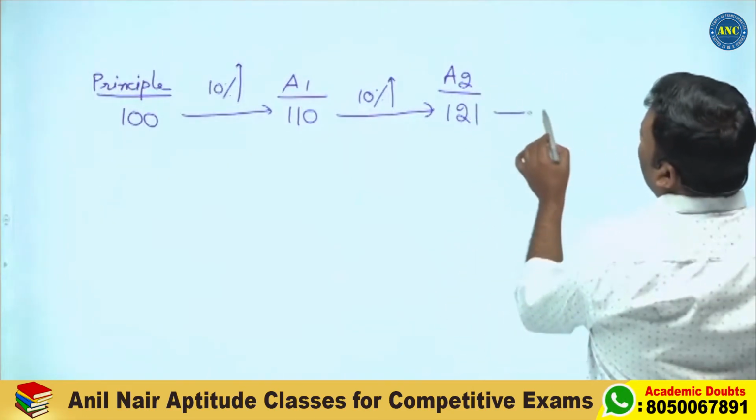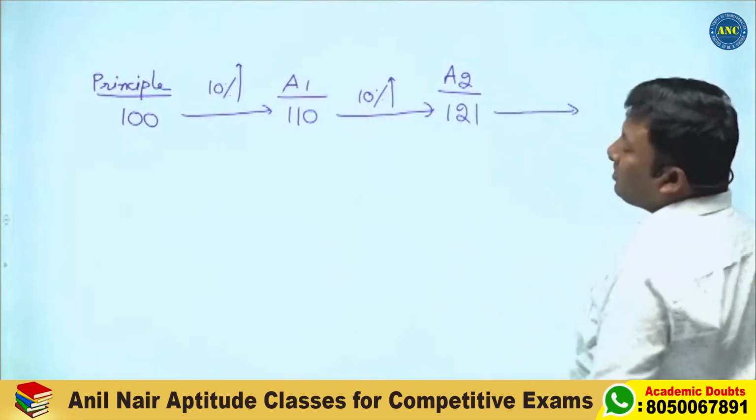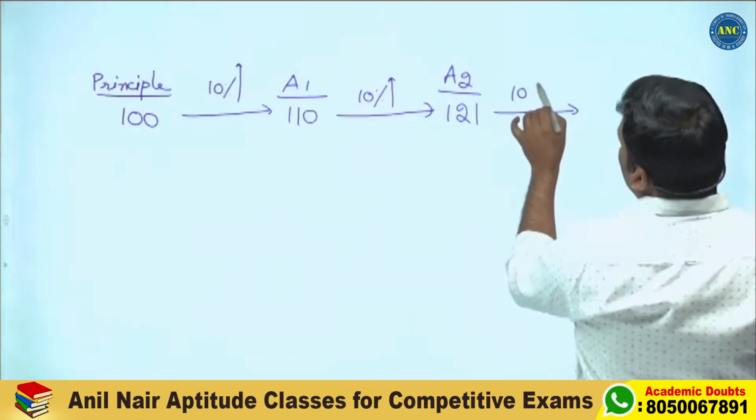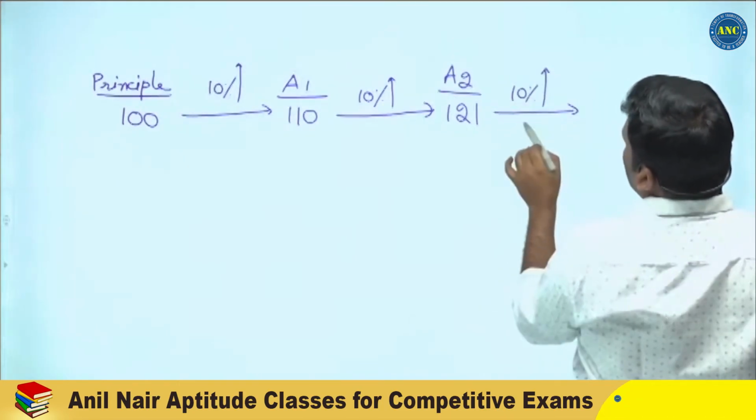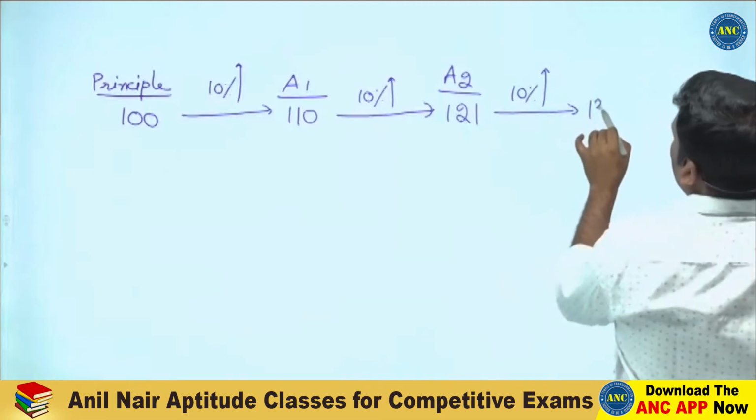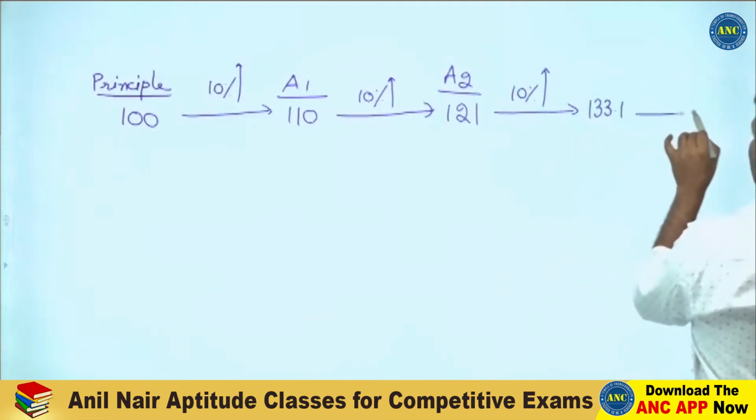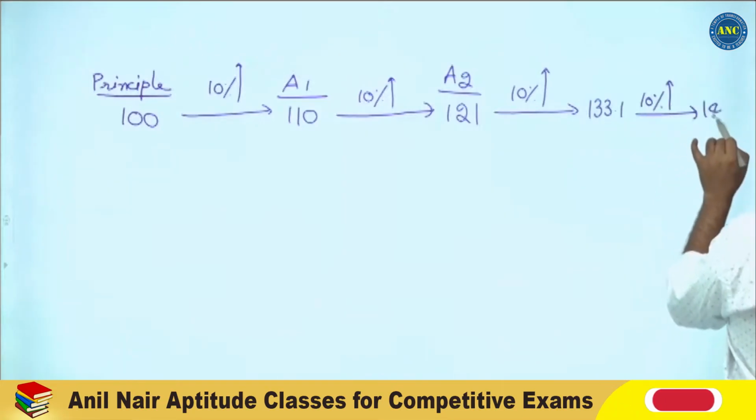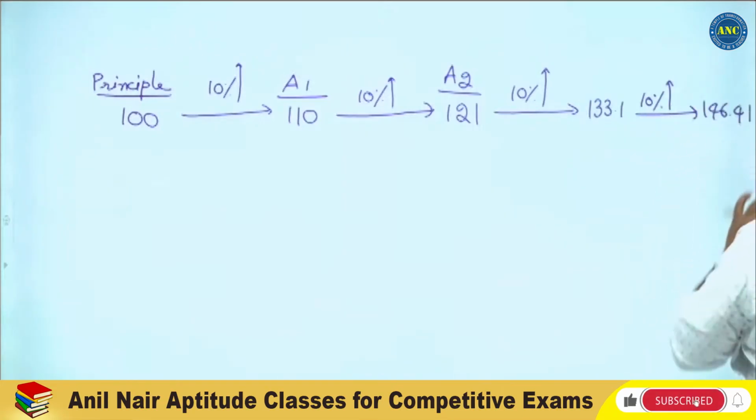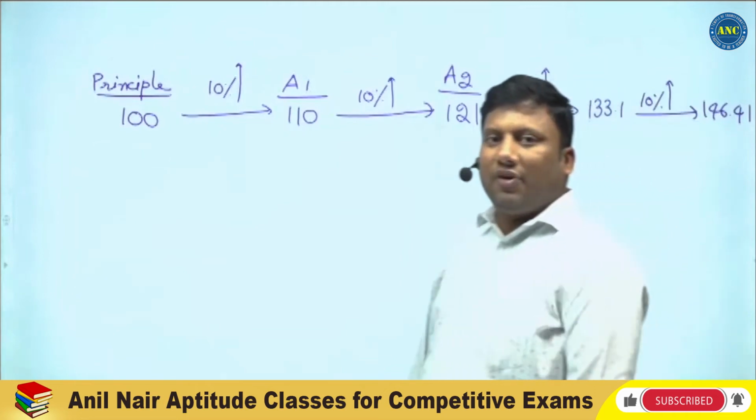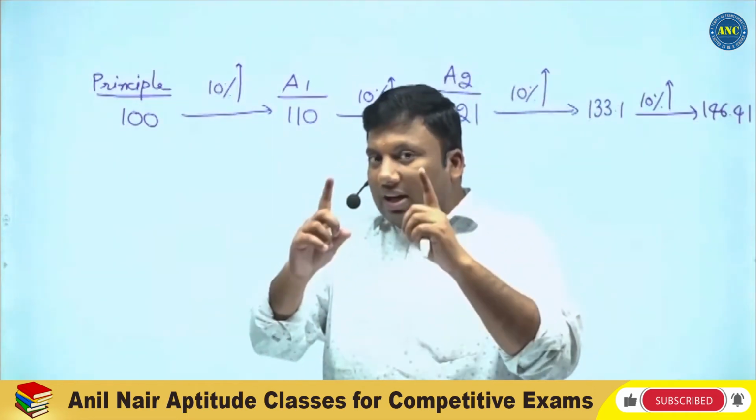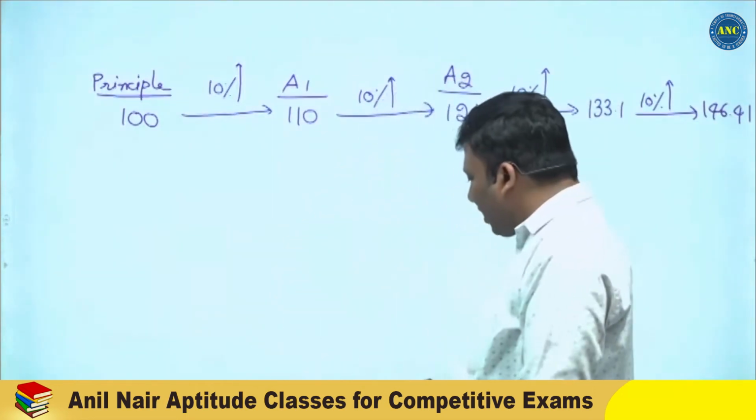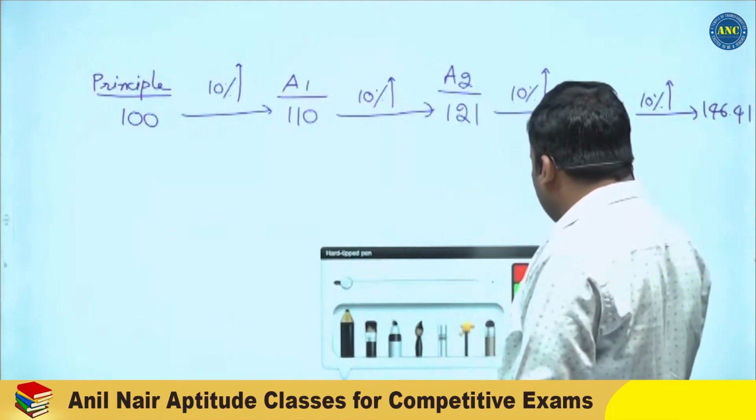Again, the amount at the end of the second year becomes the principal for the next year. Again a 10 percent increase, so it is 133.1. Again a 10 percent increase: 133.1 into 1.1 is 146.41. Listen carefully. A 10 percent increase.